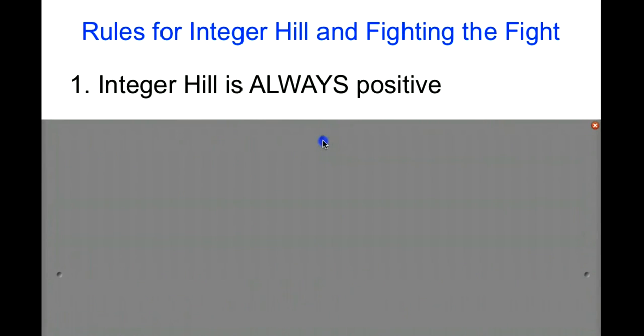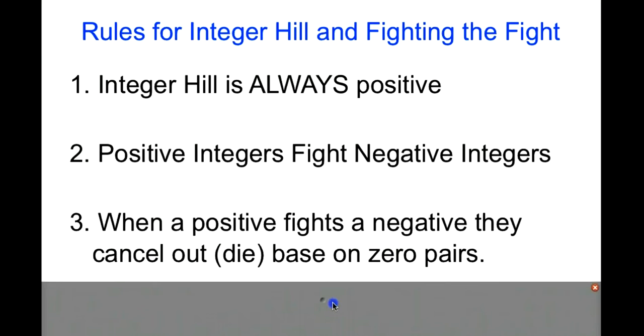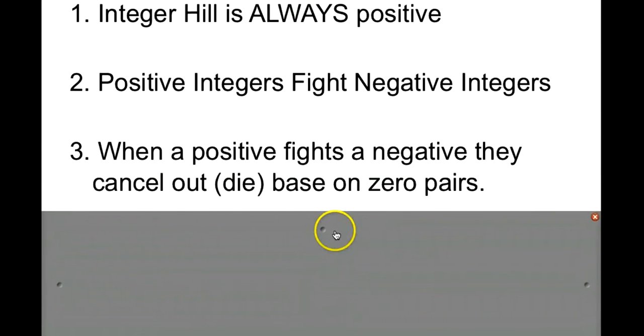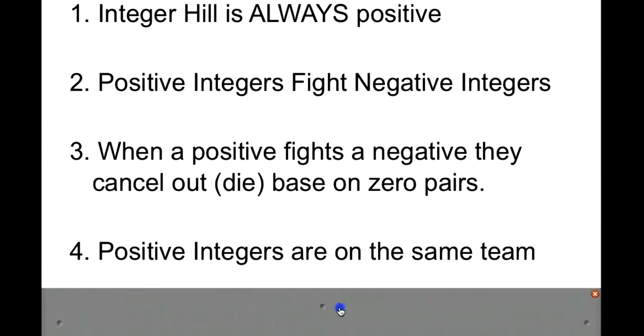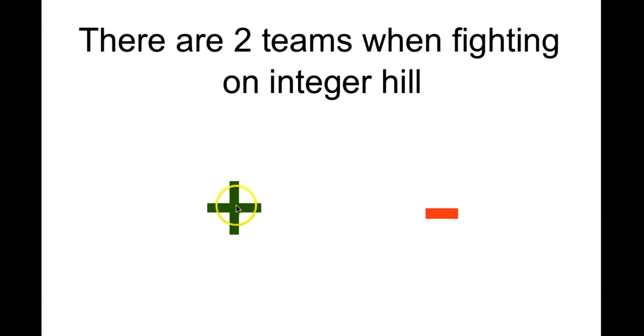The first one is Integer Hill is always positive. Number 2, positive integers fight negative integers. Number 3, when a positive fights a negative, they cancel out or die based on zero pairs. Number 4, positive integers are on the same team. And number 5, negative integers are on the same team. There are 2 teams when fighting on Integer Hill. There are positives and there are negatives.